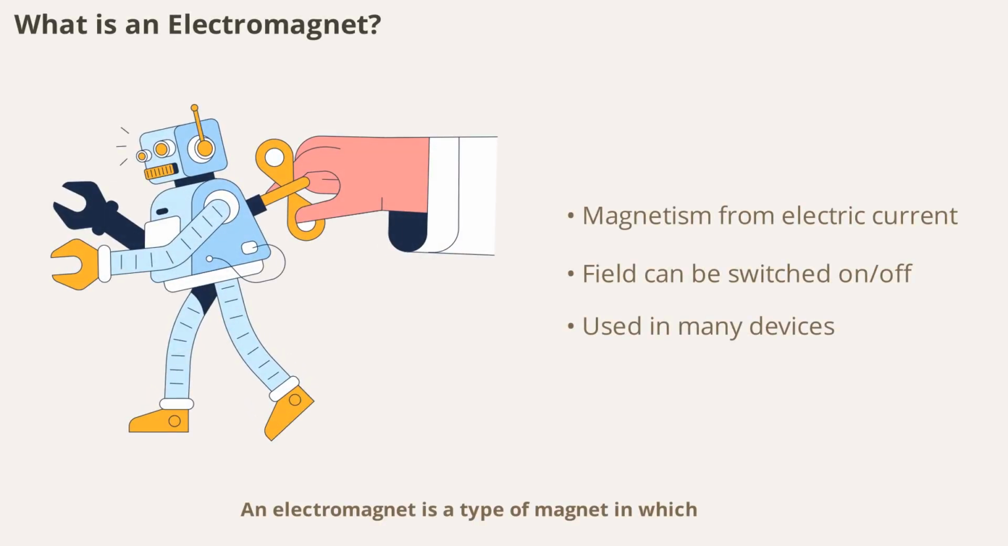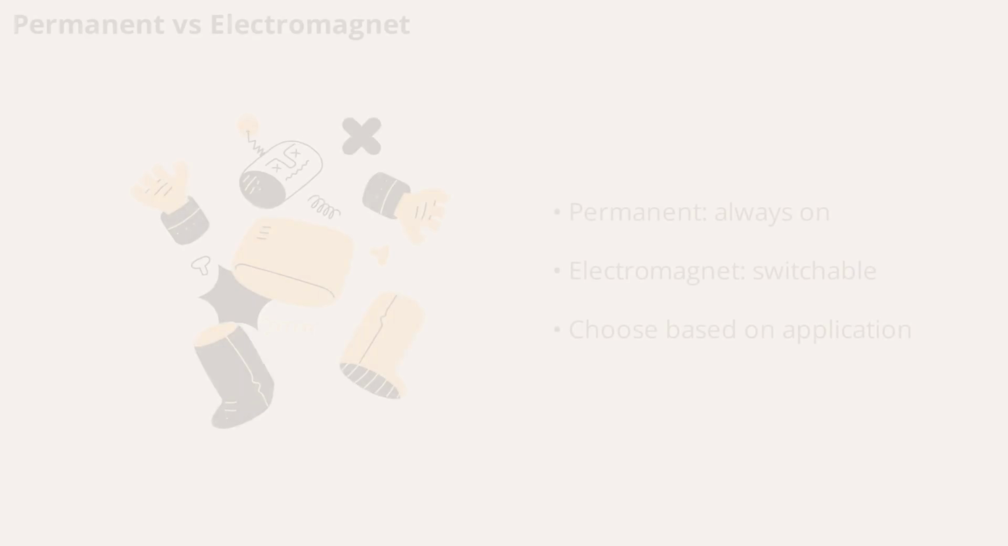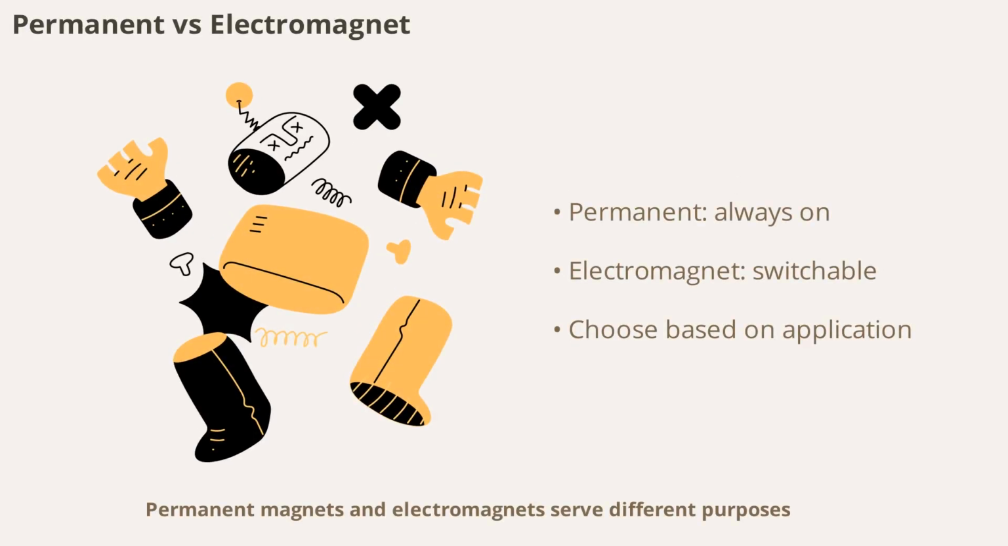Electromagnet is a type of magnet in which the magnetic field is produced by an electric current. Unlike permanent magnets, electromagnets can be turned on or off by controlling the current. They are made by winding a coil of wire around a core, usually of iron, and passing current through the wire. Electromagnets are widely used in devices like electric bells, relays, and MRI machines, offering flexibility and control over the magnetic field.